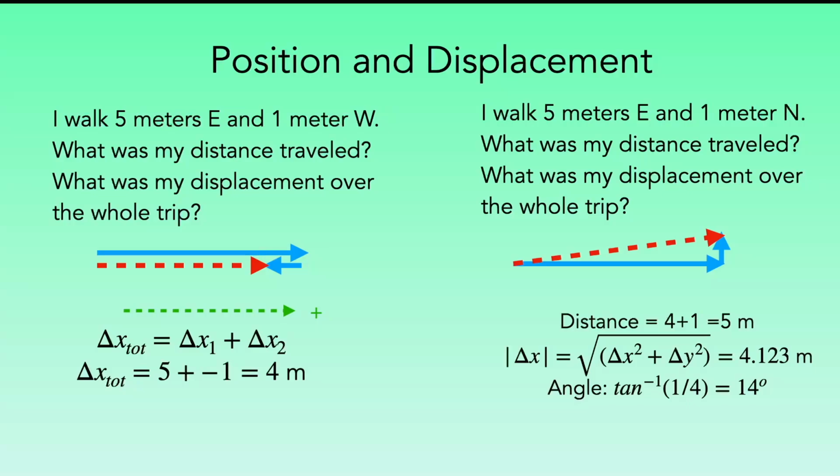Okay, so in this case, the magnitude of my displacement is 4.123 meters from the Pythagorean theorem. We also want to find the angle between that vector and horizontal in this case. To do that, it'd be the inverse tangent of opposite, the 1 meter, over adjacent, the 4 meters. And the inverse tangent there is 14 degrees. We're going to see that over and over and over when we finish up x and y stuff and we put them together.